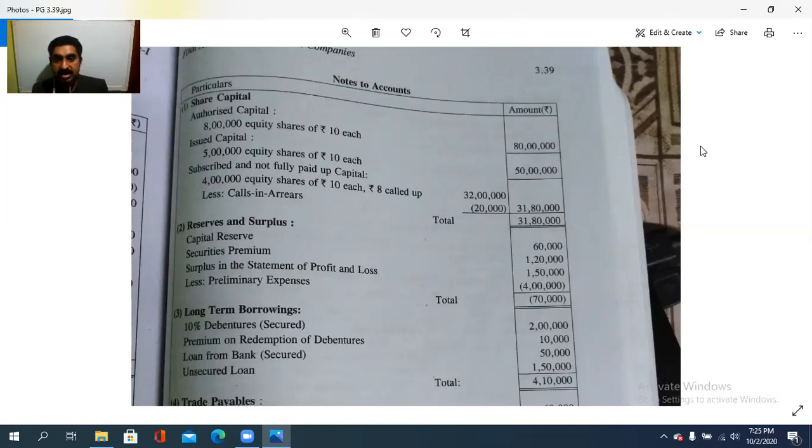Isn't it? So that 80 lakh is not to be taken care of. Authorized capital is not to be taken care of in this, but you need to mention it because in the proper format we need to prepare this. So issued capital 50 lakhs. Then subscribed and not fully paid up capital, 4 lakh equity shares of rupees 10 each, 8 called up. So 2 is there. What is that? That 2 is uncalled.